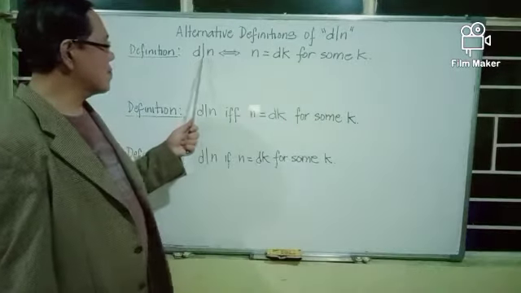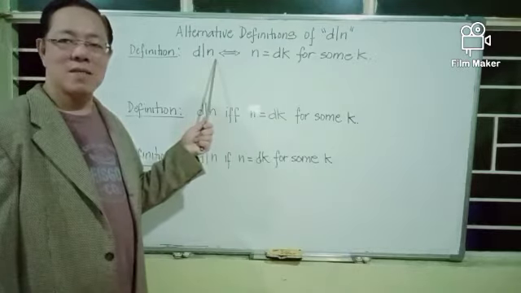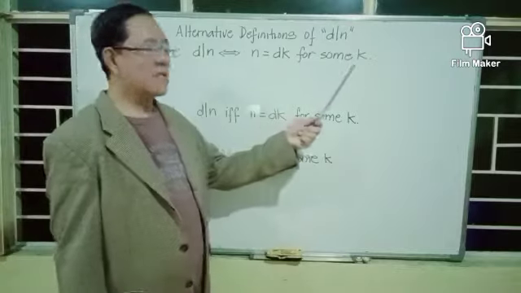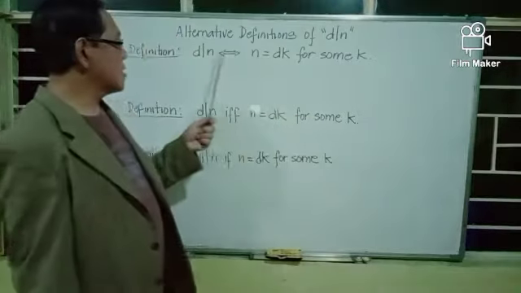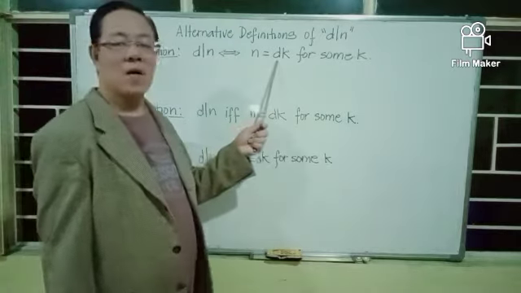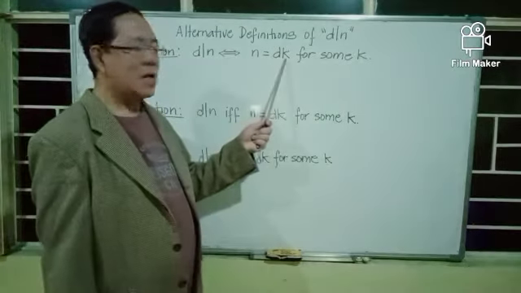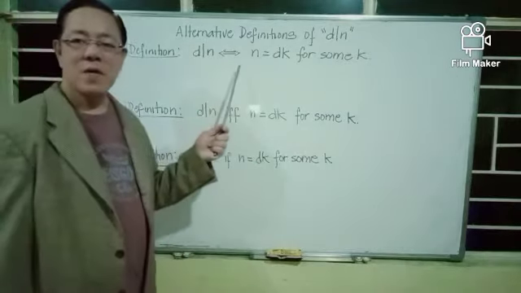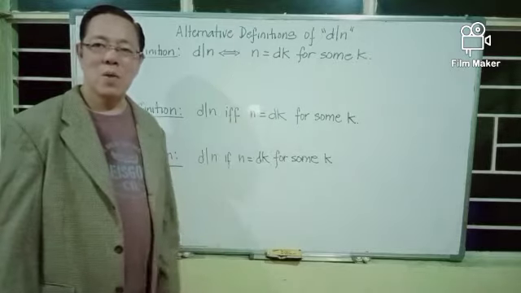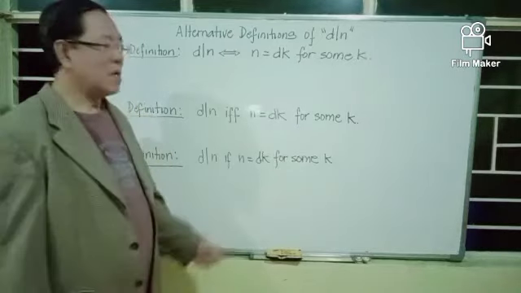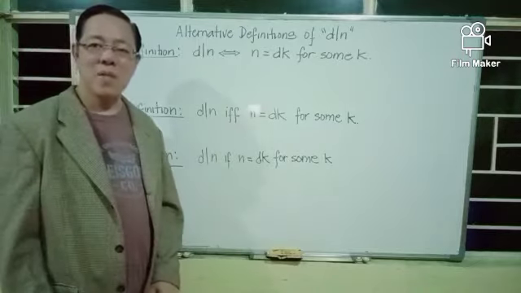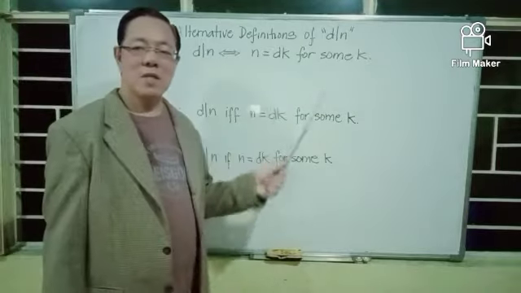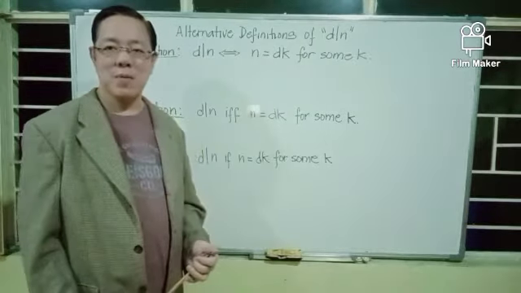That means the integer n is divisible by the integer d if there exists some integer k, such that n is equal to the product of d and the integer k. Now this symbol, as we have taken in your course in mathematical logic, is the double implication. And this definition is actually equivalent to 2 statements.